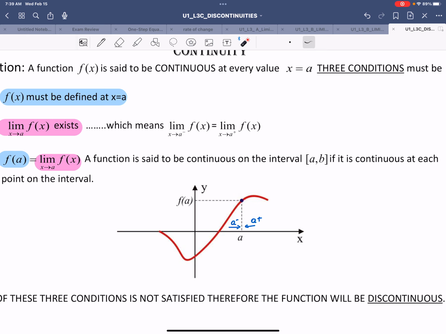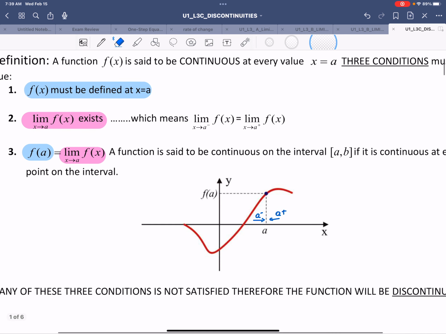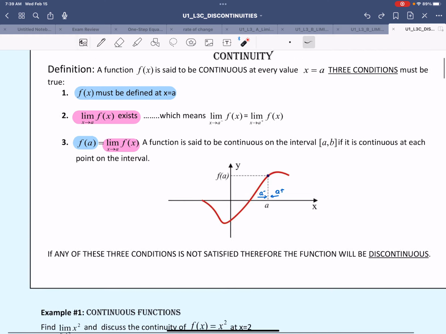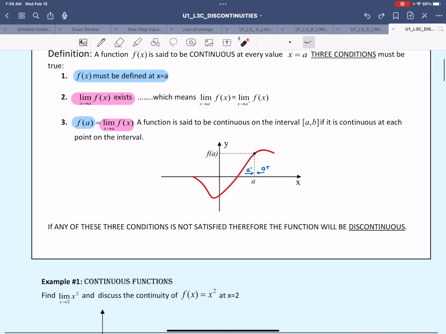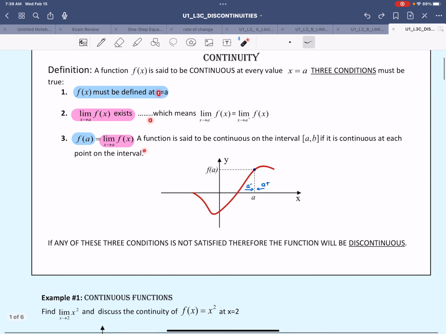So since the limit of the function and the value of the function at x equals a are the same, we're going to say that this function is continuous at a. Now, if any of the three conditions are unsatisfied, then therefore the function will be discontinuous.